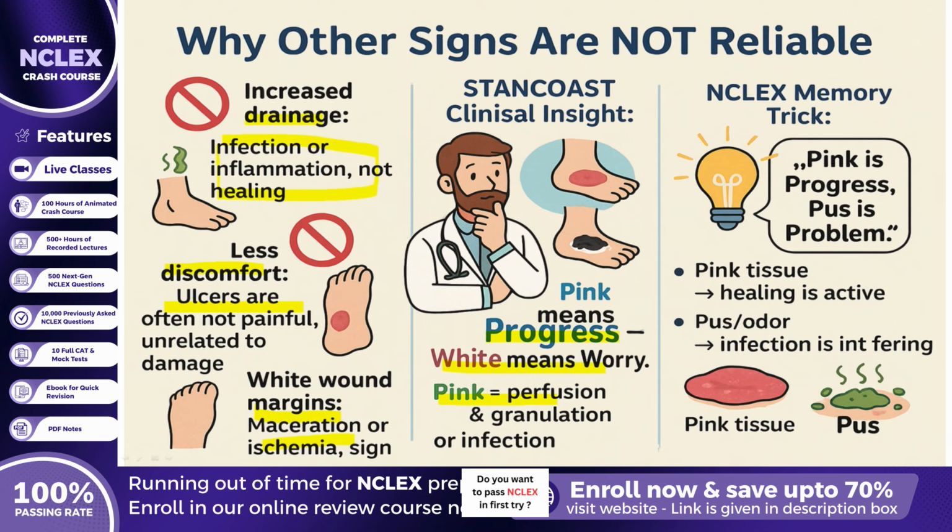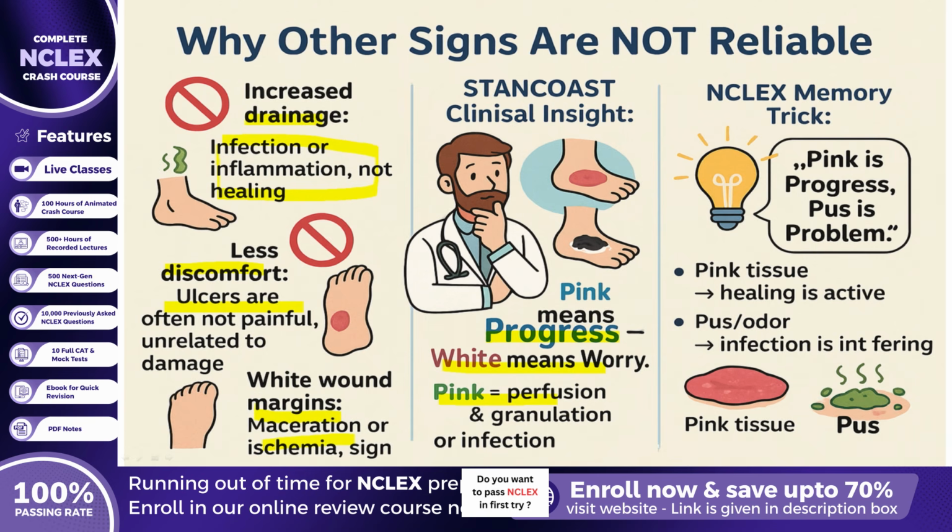The presence of pink granulation tissue confirms adequate perfusion and a healthy healing process, while white, black, or sloughy tissue calls for reassessment of oxygenation, infection control, and moisture balance. Here is a NCLEX memory trick to seal this concept in your mind. Pink is progress. Pus is problem.